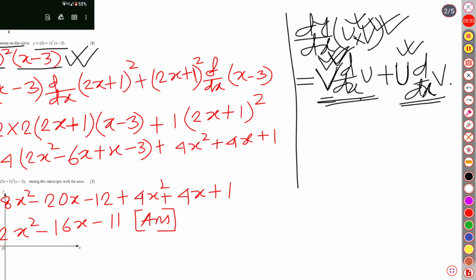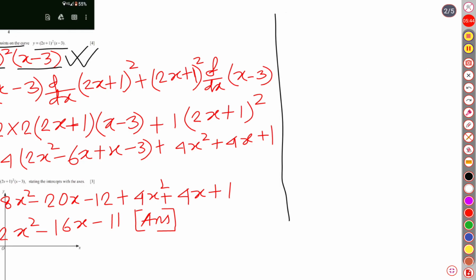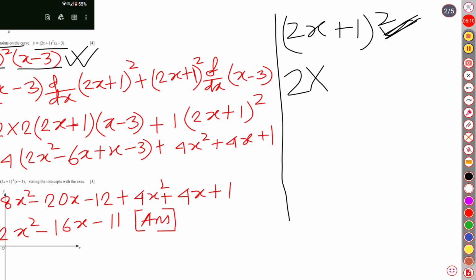Now let's see what should be the differentiation of these two functions. Let me erase this rough work. Our first function is (2x + 1) whole square. First of all, remember here the key point is always we will look at the exponent. Whether this is inner function or outer function, whatever, we always look at the exponent. Here exponent is 2. First of all, we will write 2. Then we will differentiate the inner function.